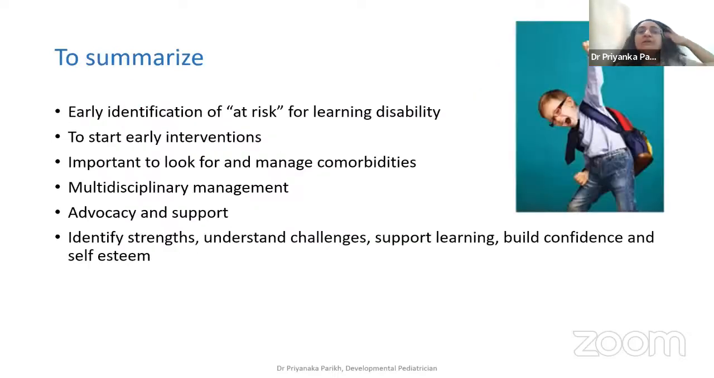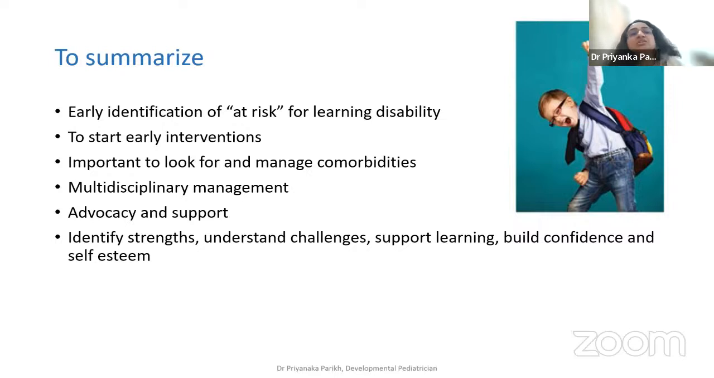So to just sum it up, just the pointers, very important to identify the at-risk child for learning disability. If we can pick up at the age of 3, 4, nothing like it, we really need to do that. Start early interventions. It is important to look for and manage all the comorbidities. So a holistic approach, a multidisciplinary management. And all of us who are working with children, in whichever specialities we may be, need to be an advocate of the child and support the child throughout his journey towards adulthood, so that the child is able to achieve their maximum potential.